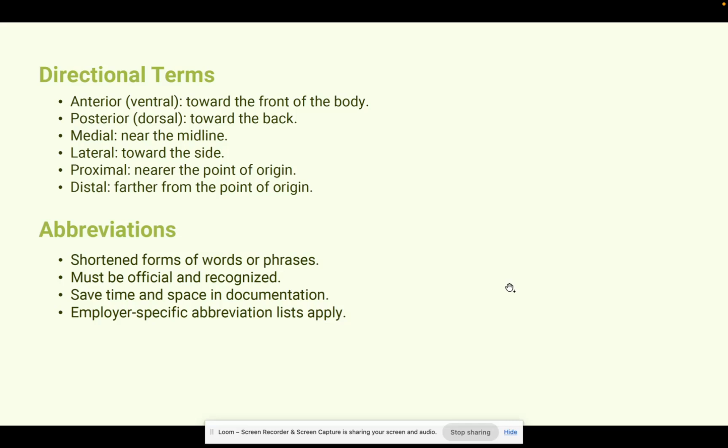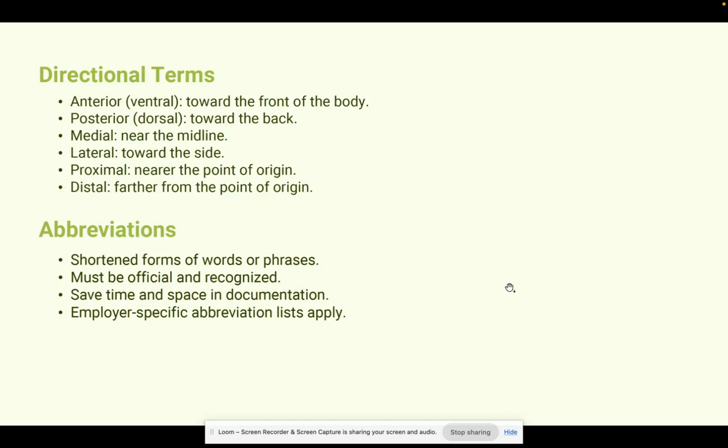Let's say your breast is anterior, right? Because it's from the front. Your butt is posterior. Okay, the medial is near the midline. So let's say, for example, your fingernails are actually not near the midline, they're far, right? Sorry, when we talk about medial, it's supposed to be near the midline. So let's say, for example, your chest or your abdomen is considered the medial part.